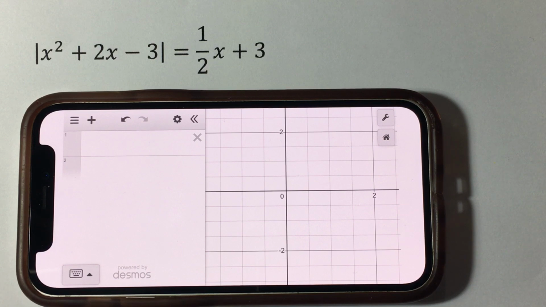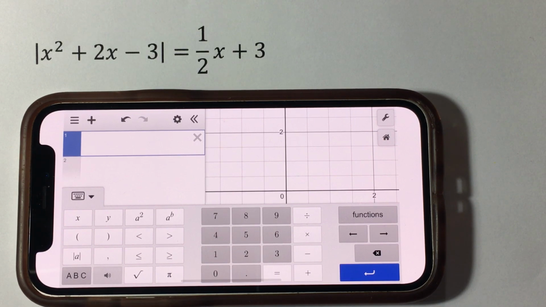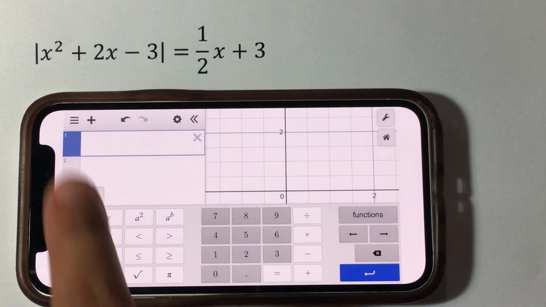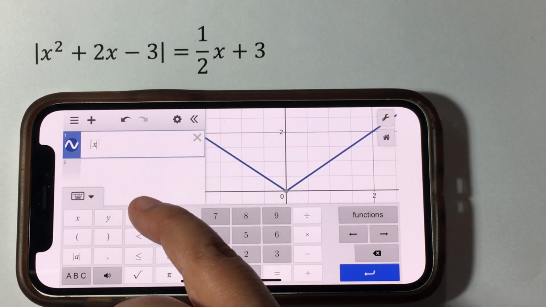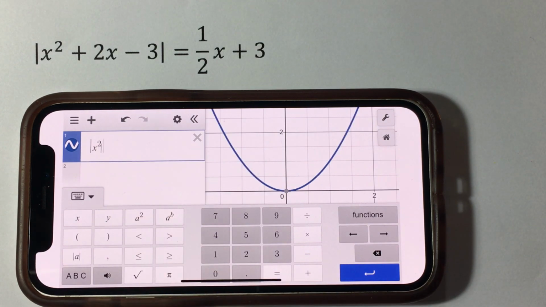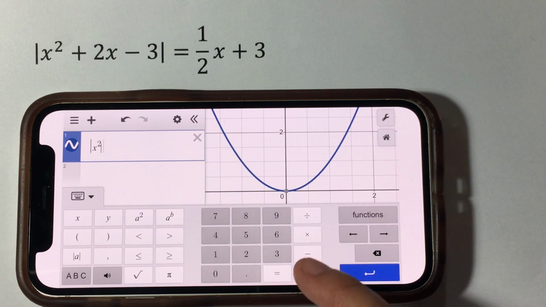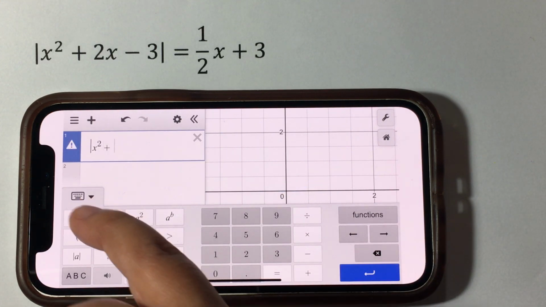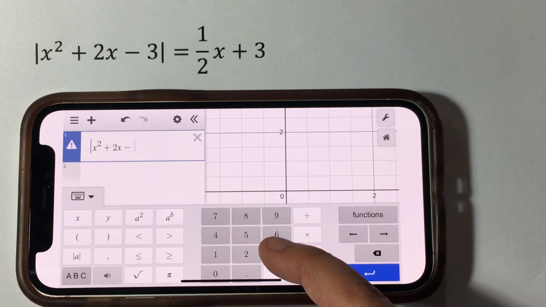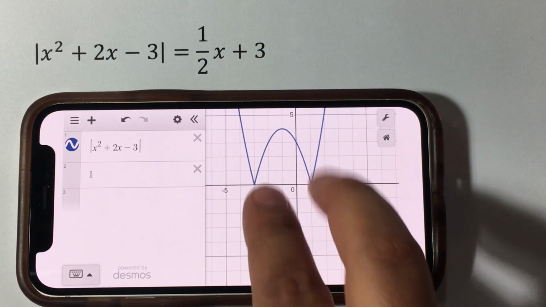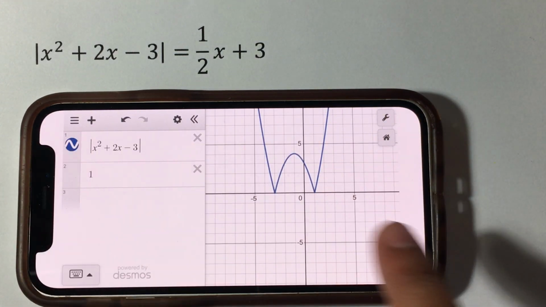Okay, here we have another function, and what we're going to do, again, we press the keyboard and we write whatever is on one side of the equation, and we have the absolute value of a trinomial. So we press the absolute value, x squared, so x, this time we can use a to the second power, and then we press plus 2x minus 3. I want you to see right now how it looks. That's just that graph right there, the blue one, okay?